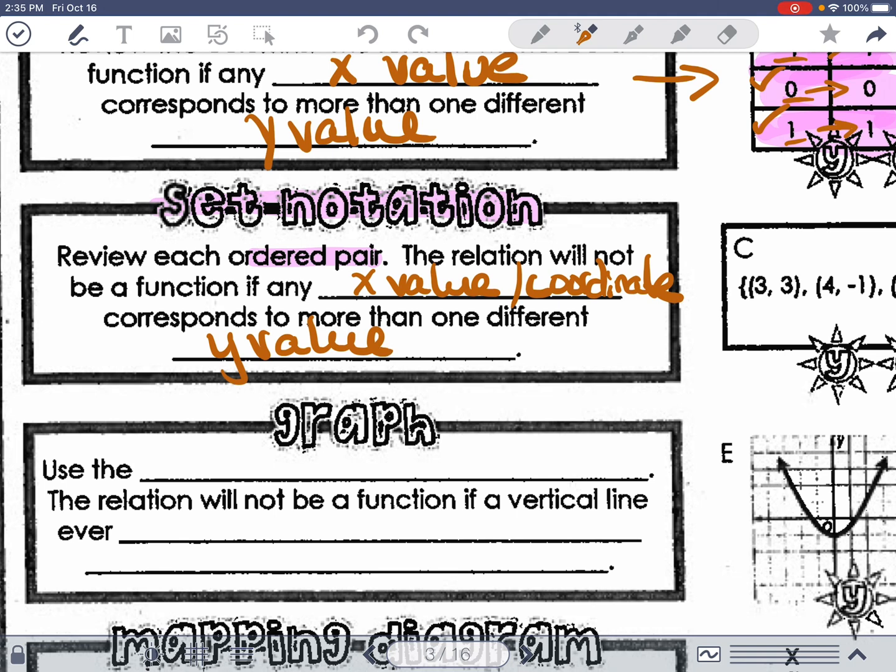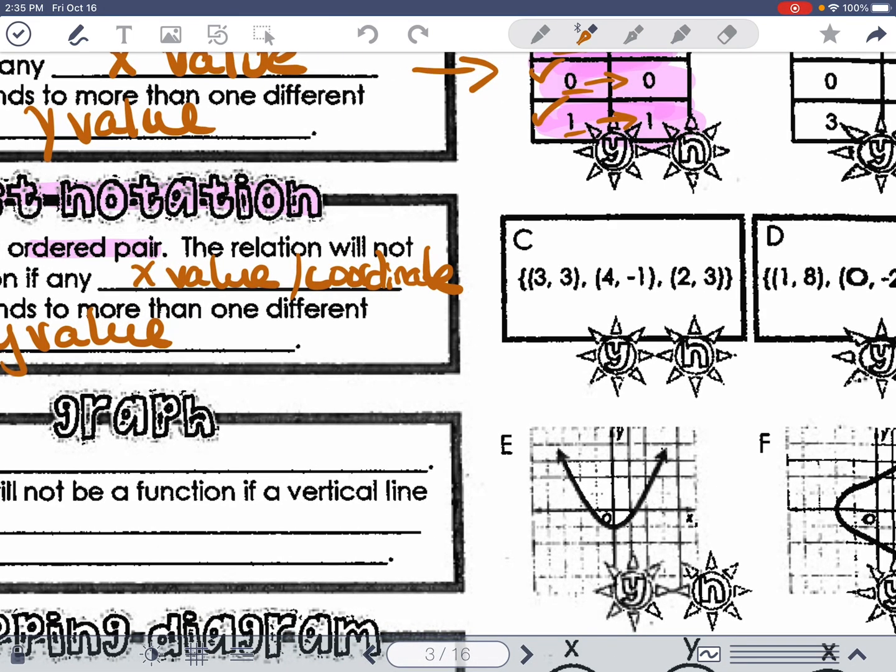So again, let's check it out. All right, here's our set of ordered pairs. Now we're going to focus on all our x values, 3, 4, and 2. They're all different, so they're paired with different numbers, and we have a function. If we added another ordered pair to this set, like (3, -5), we would notice that 3 showed up twice. It corresponds to 3 and -5, so it wouldn't be a function.